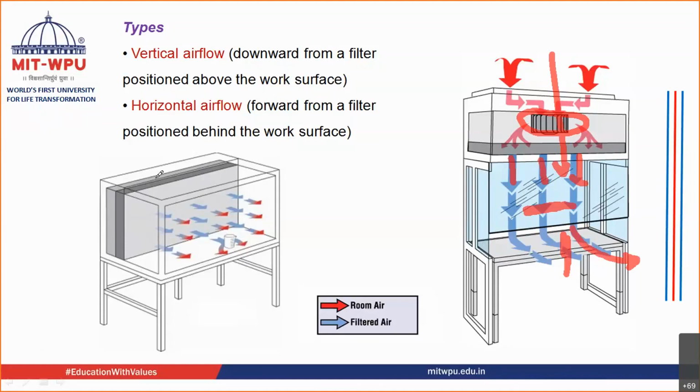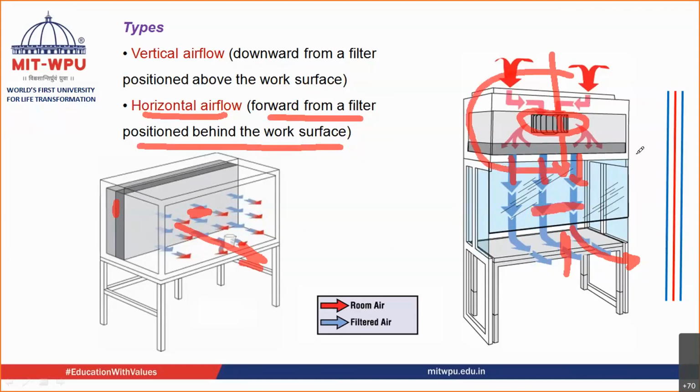If you have horizontal airflow, then the air comes from the front and moves outside. So this is how the flow of air is in the case of horizontal. It is forward from the filter, positioned behind your workstation or work surface. So this is your work surface and the filter is positioned behind your work surface. Whereas in the case of vertical, this is your work surface and the filter is positioned above your work surface.